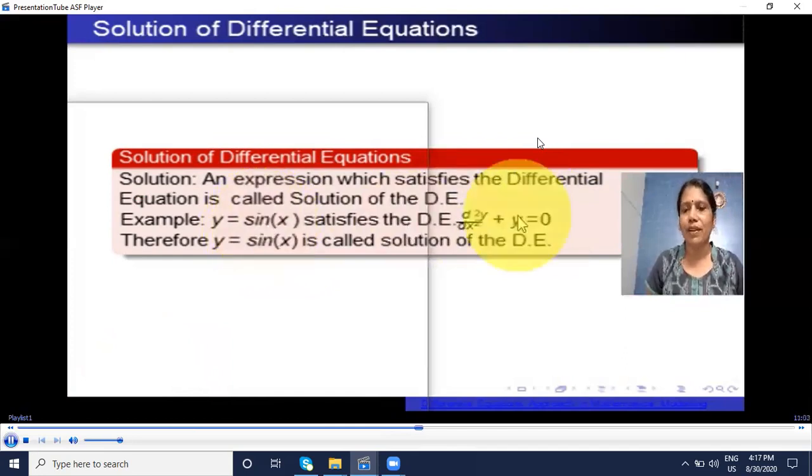d square y by dx square means the derivative of sin x is cos x. Then again, the second order derivative, the derivative of cos x is minus sin x. So this equation reduces to minus sin x plus sin x, so it is equal to 0. That's why y is equal to sin x is satisfying this equation. Therefore, y is equal to sin x is the solution of this equation.